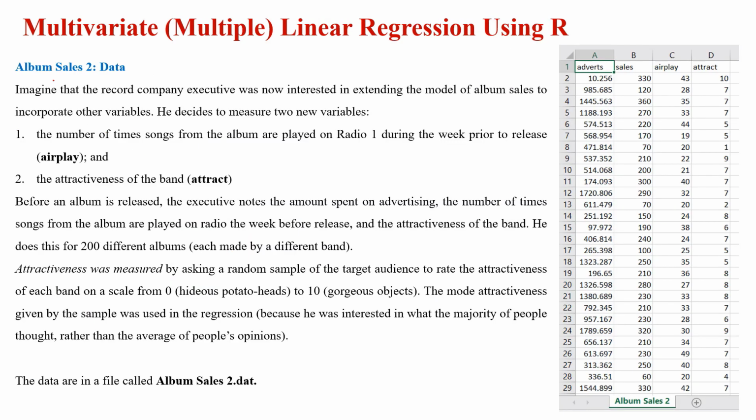So for that, I'm going to use the data set of album sales, where the dependent variable is sales, whereas the independent variables are the advertisement expenditure, the airplay and the attractiveness. The advertisement expenditure is the amount we are spending, in thousands of pounds. Airplay is the number of times songs from the album are played on the radio during the week. Similarly, attractiveness is the attractiveness of the band, scaled from 0 to 10, where 10 indicates the more attractive.